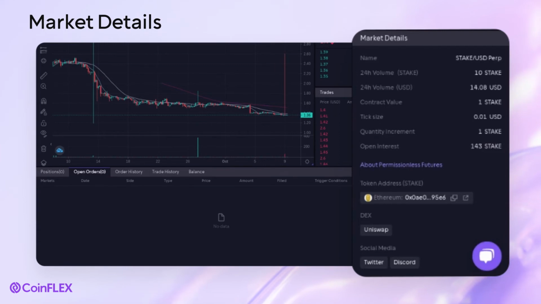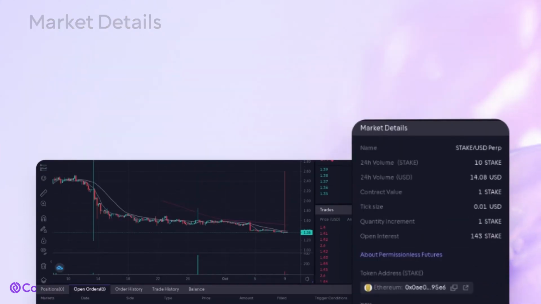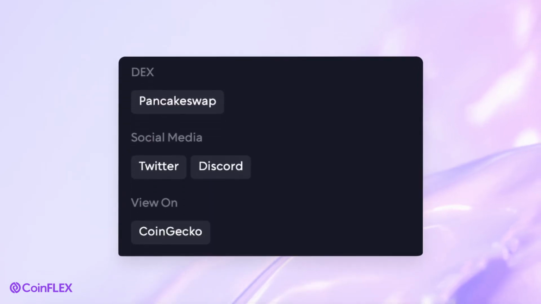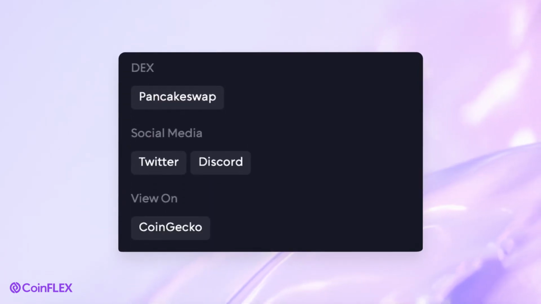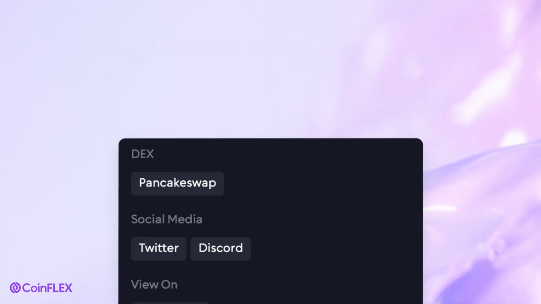You will also see the token address, which is the unique contract address for the token you are trading. At the bottom, you will see external data such as the listed DEX pools, corresponding social media profiles, as well as links to CoinGecko market data for your token.